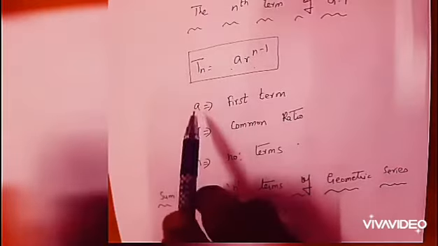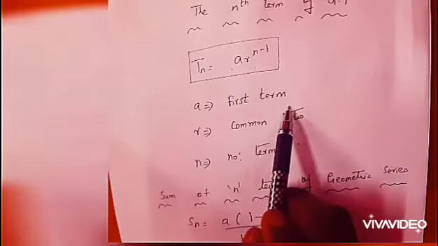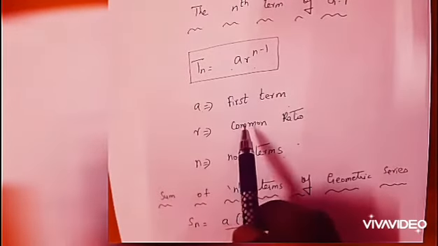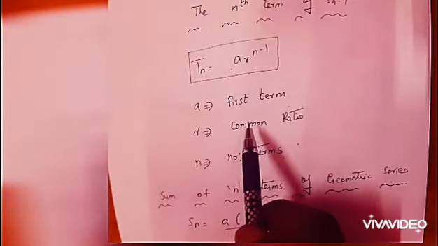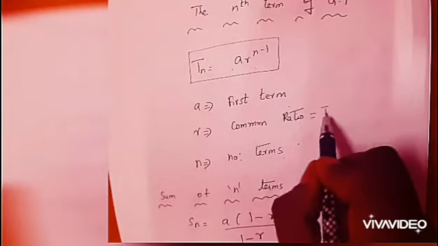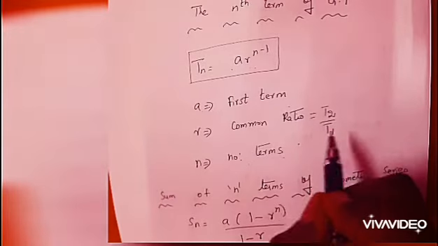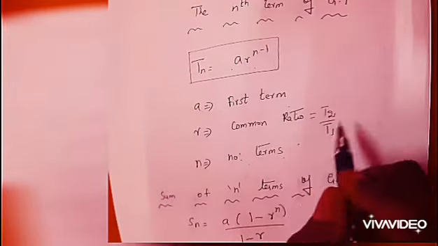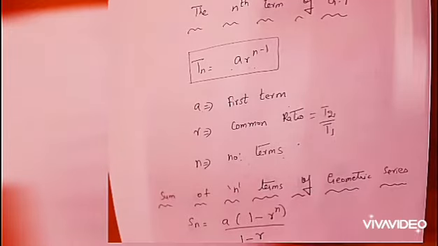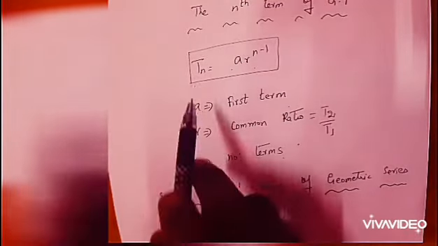And what is A actually? A we know it's the first term. n also we know it's the number of terms. What is R actually? It is the common ratio. The common ratio is T2 divided by T1. This is the formula to calculate the common ratio R. This is how we are going to find the nth term of GP.